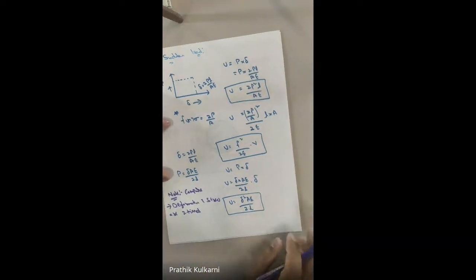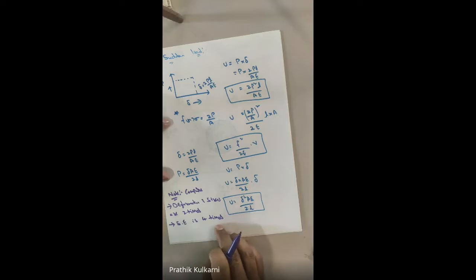Stress and deformations are 2 times. And if you talk about your strain energy, it is 4 times. Deformation and stresses are 2 times. If you compare with what? If you compare with here.